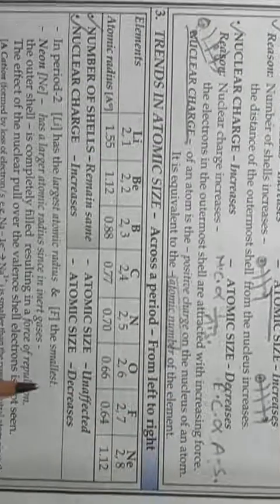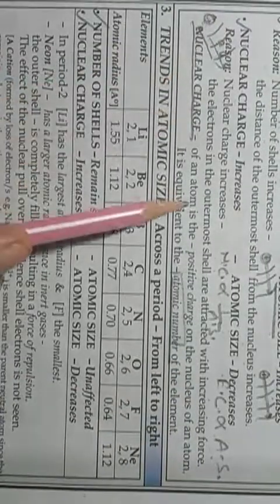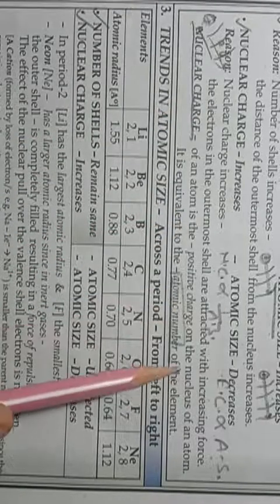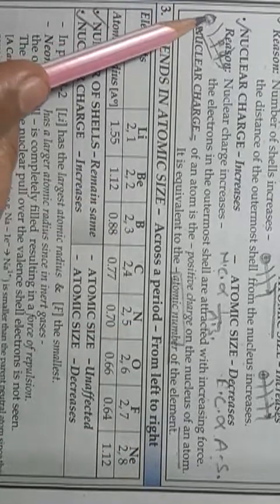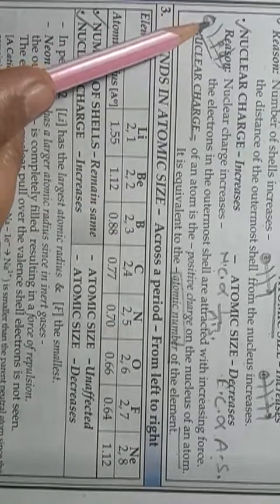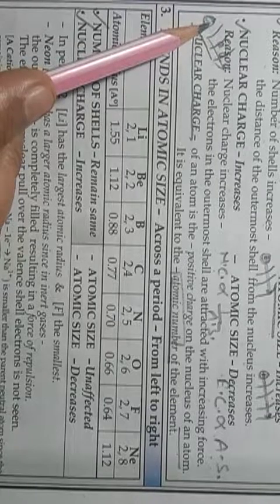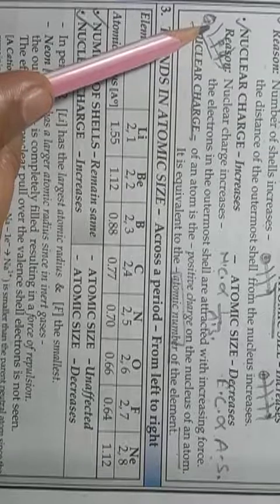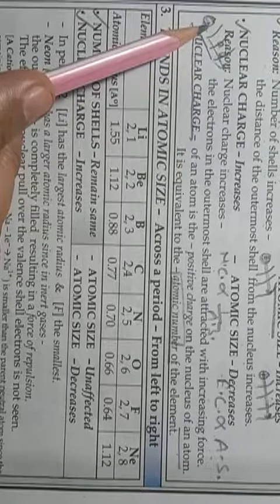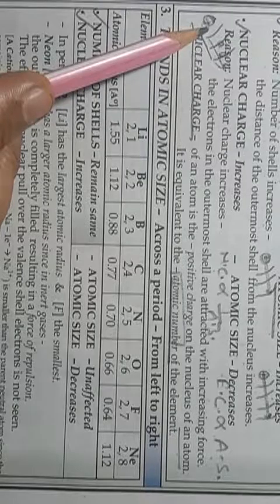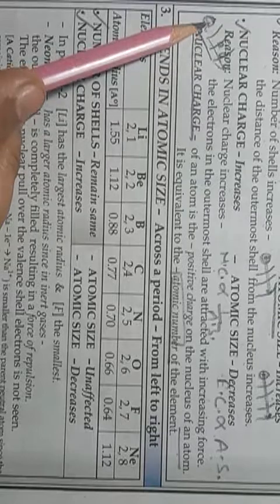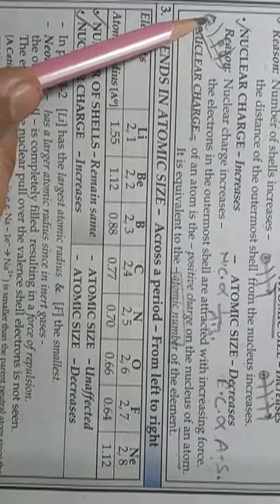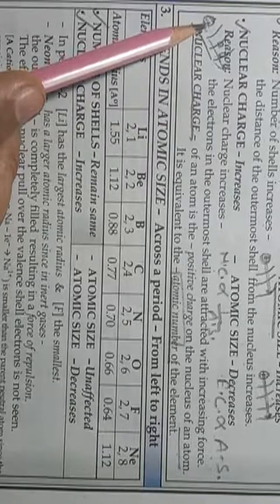Okay children, then nuclear charge of an atom is the positive charge on the nucleus of an atom. Okay, so the charges which are present in the nucleus are positive in nature, because you know that two types of particles are present in nucleus. One protons and second neutrons. Neutrons are neutral particles and protons are positively charged particles. So overall the charge of nucleus will depend on the charge of protons, and that is why nucleus is a positive portion of the atom.